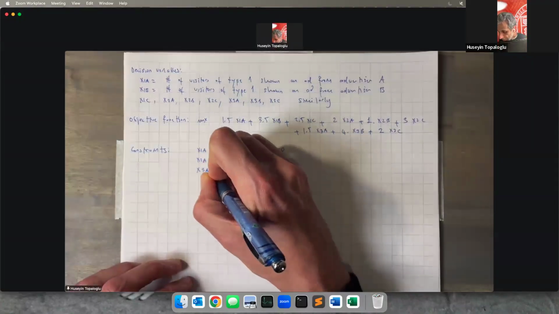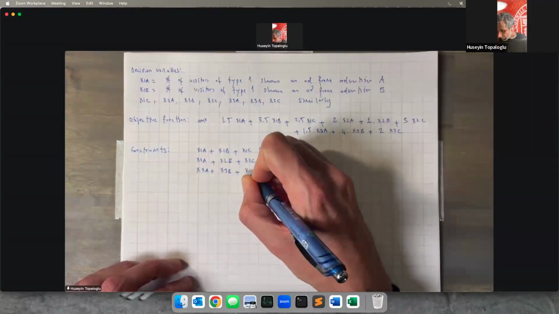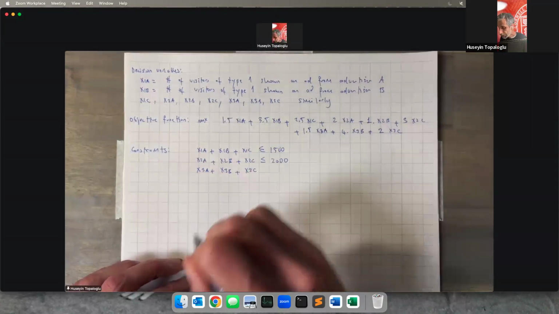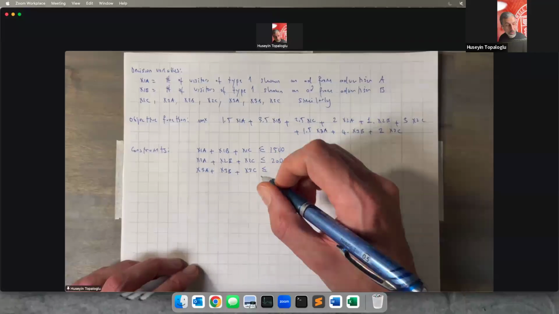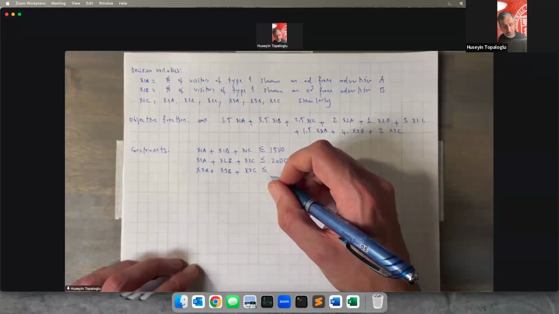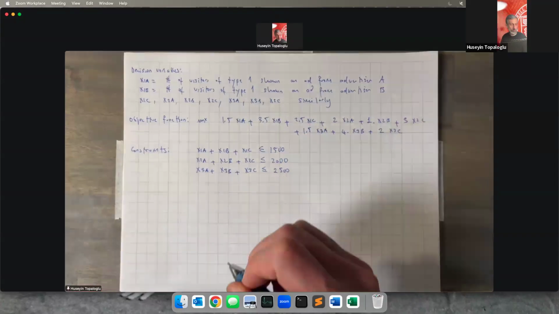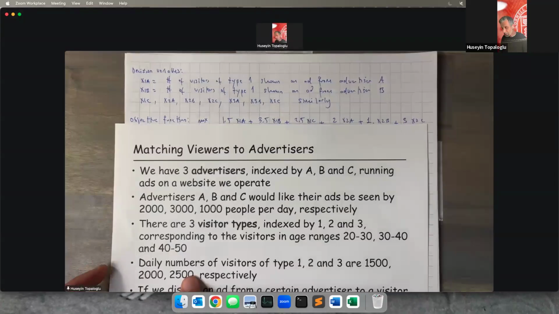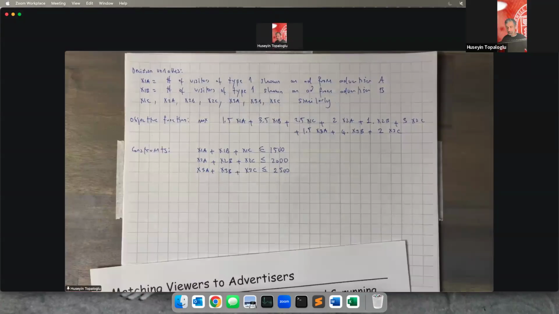Number of visitors of type 3 seeing an ad from advertiser A, number of visitors of type 3 seeing an ad from advertiser B, number of visitors of type 3 seeing an ad from advertiser C. This is the total number of visitors of type 3 seeing an ad from any of the advertisers. That should be no larger than the daily number of visitors of type 3, and the daily number of visitors of type 3 is 2,500, right over here. Good. So that is one type of constraint that we need.